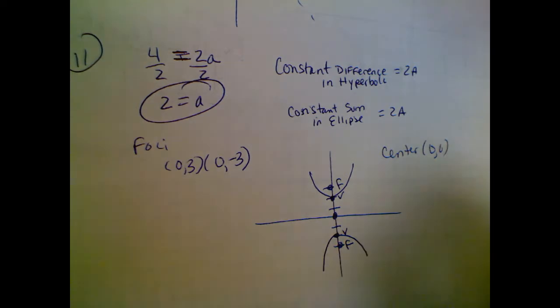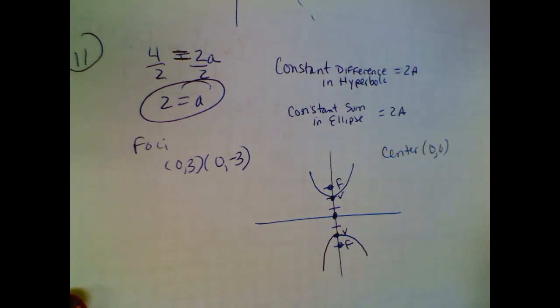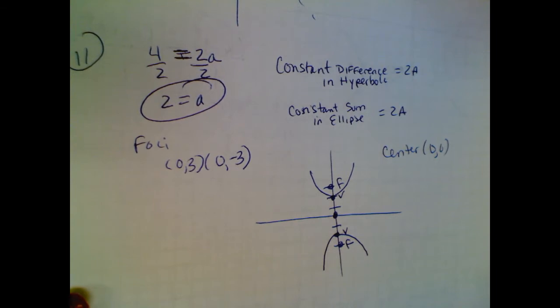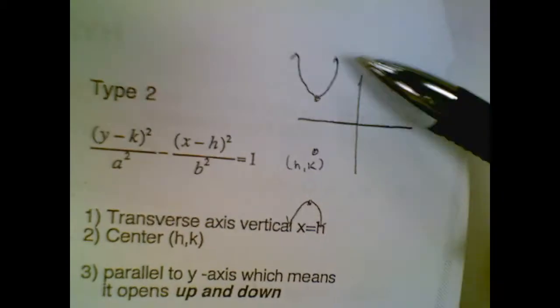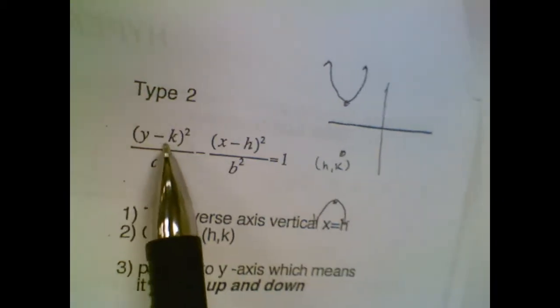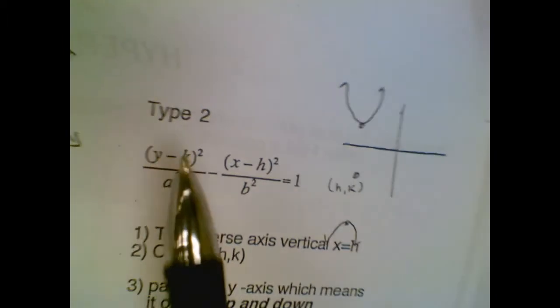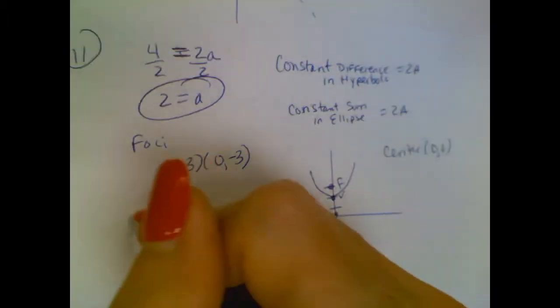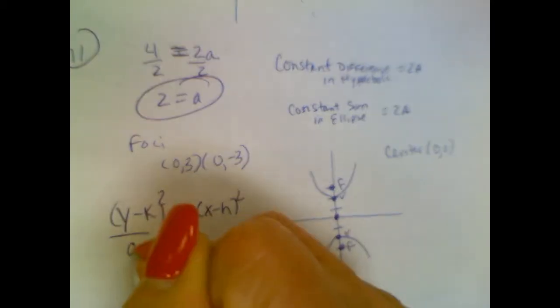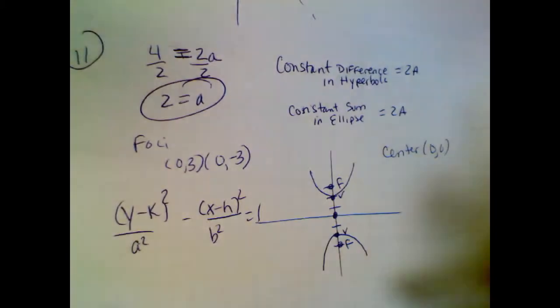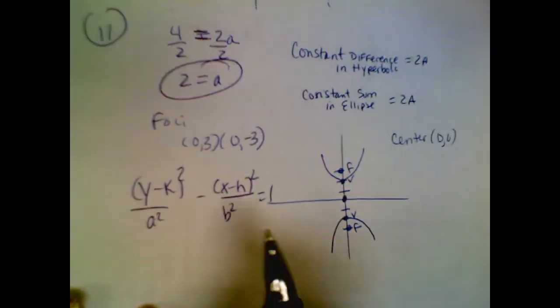Okay, and I'm pretty sure in number 11 they want us to write an equation. What else did they tell us? All right, so I think we're ready to write an equation. This is type 2. So again, if you look at your notes under type 2 right here, the up and down type, the y is first. A squared is with the y. I'm going to write this equation down. (y - k)^2 / a^2 - (x - h)^2 / b^2 = 1. Your job is to write this equation, but fill in h, k, a, and b.